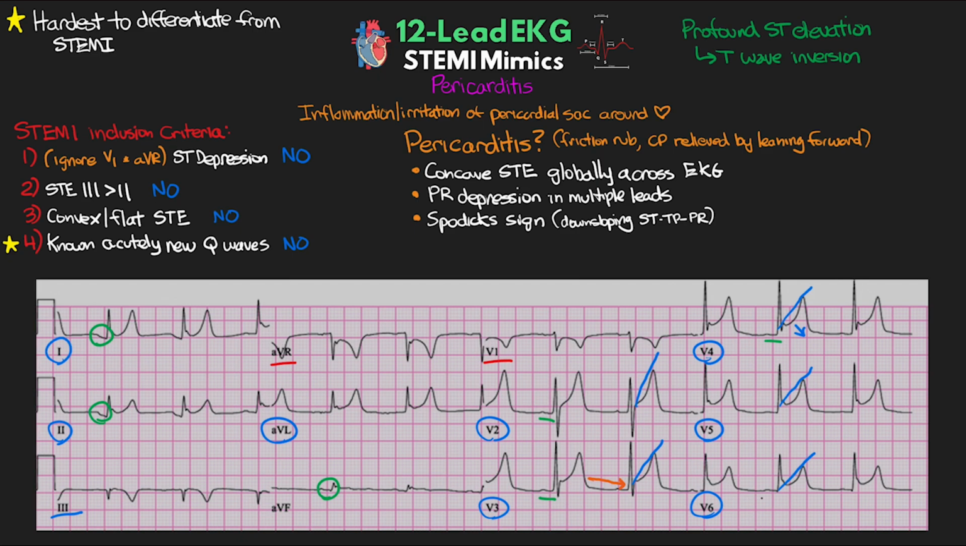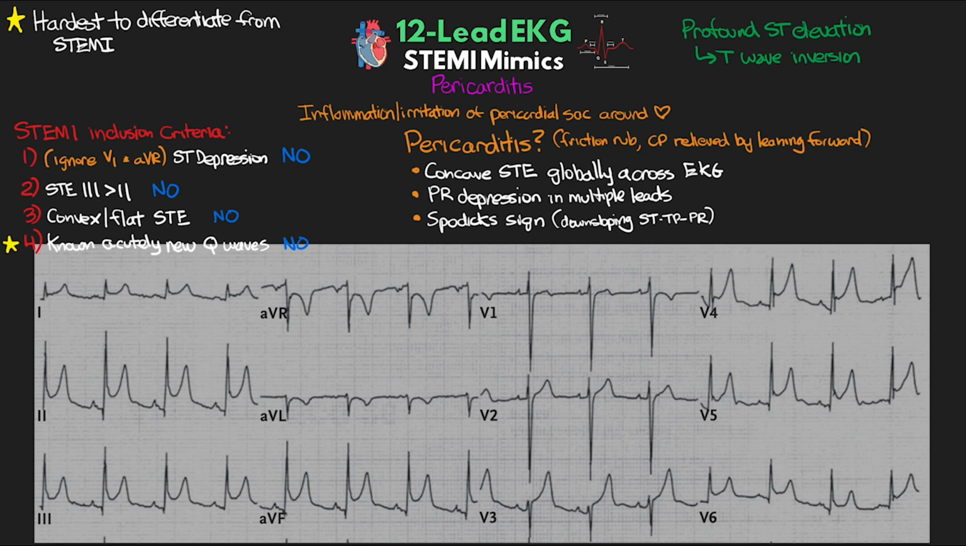And then lastly, I want to put up one more example EKG just to show you a really great example of this Spodick sign. I'm not going to go through all the steps here, but hopefully you can see it's pretty clear. We've got ST elevation all over the place here. And in several leads, we can really see our Spodick sign. But especially if we look at leads 2, 3, and aVF, we have a very clear downsloping or stepwise drop from ST to TP to PR segments.